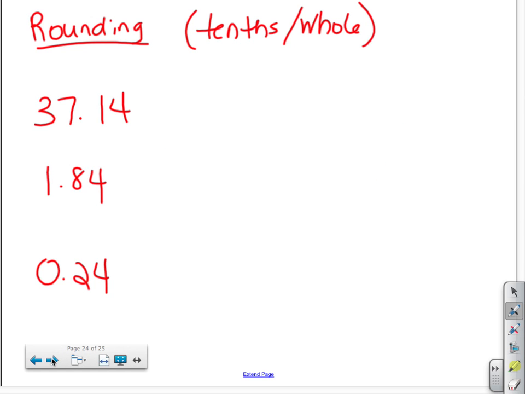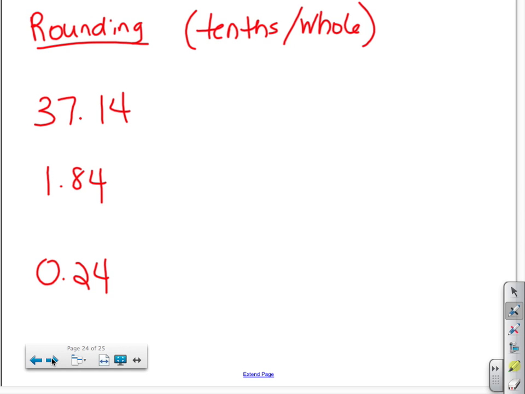All right, after we went over number lines, we moved into rounding. We're rounding to two places with decimals. We're rounding to the tenths, and we're rounding to the whole number. I'm going to round each of these three numbers to the tenths and the whole. If you want to pause the video and try these on your own, and then watch the video and make sure you got them right, that's a good strategy if you think this is something you already know.